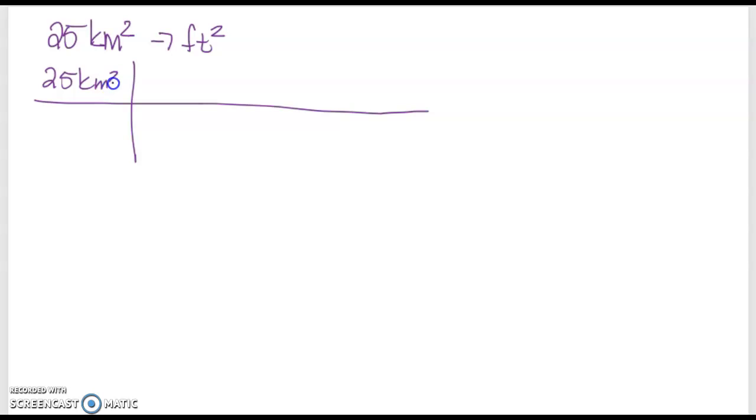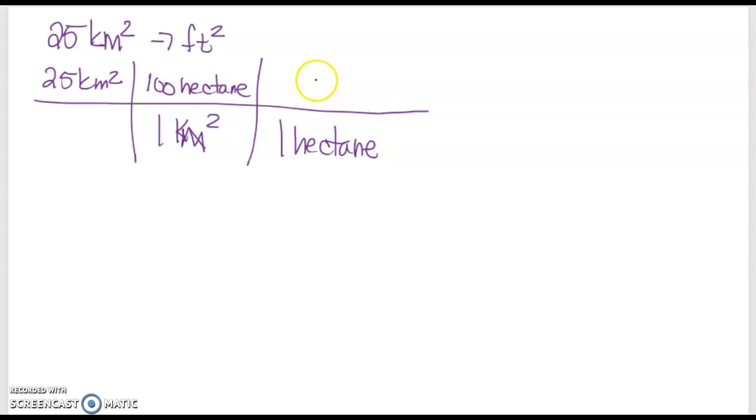25 kilometers squared. Now, if we look at our conversion chart, it looks like we're going to have to go from 1 kilometers squared to 100 hectares. Okay, so now we want to go from hectares, and it looks like we're going to go from that to meter squared. So 1 hectare to 10,000 meters squared.